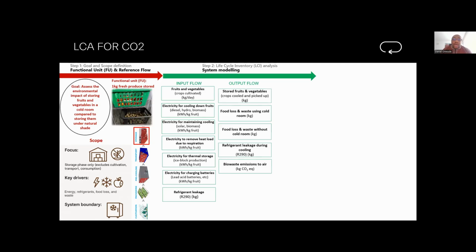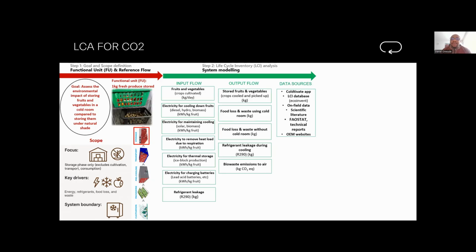Great. Now, our output flow includes cooled fruits and vegetables, food loss and waste using the cold room, refrigerant leakage, and emission to air. So I also wanted to emphasize that here we track food loss with cooling, using about 7% on average versus food loss without cooling, which was about 50% on average. And these were obtained based on our baseline survey data that we conducted in Nigeria and India. So just to emphasize. All right, great.